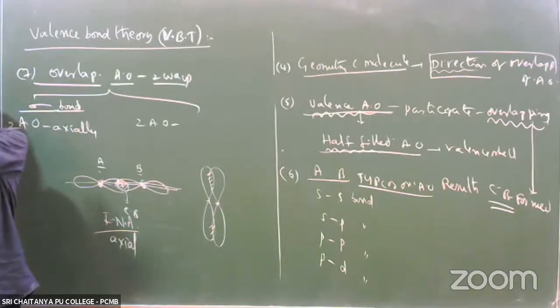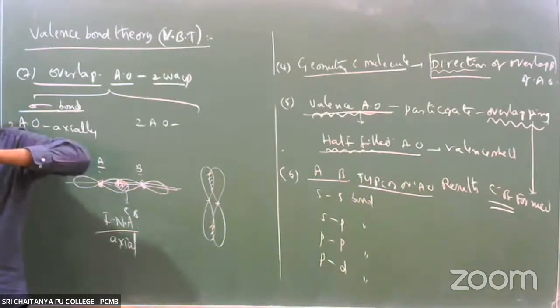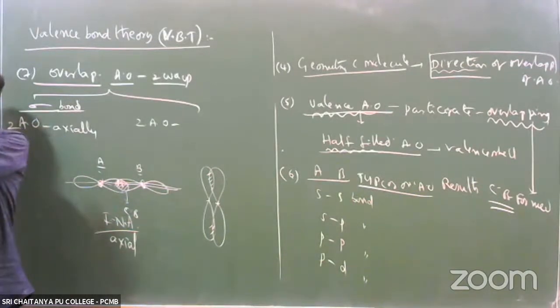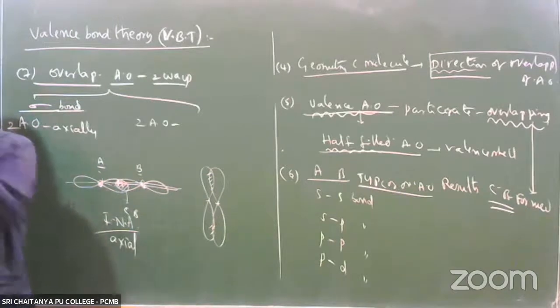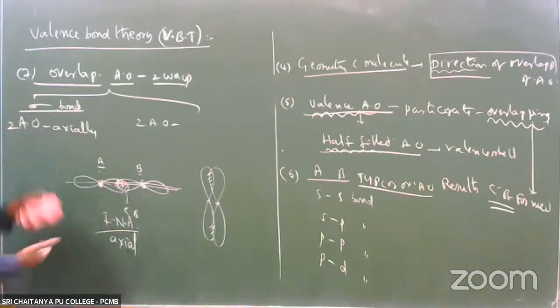You can't see this one, right? Overlap, right? They form a pi covalent bond, simply called a pi bond. So axial overlapping forms a sigma bond. Lateral or sideways overlapping forms a pi bond, right? So here there is overlapping of atomic orbitals in two ways.